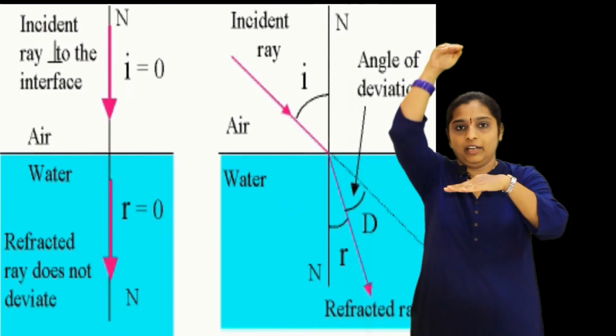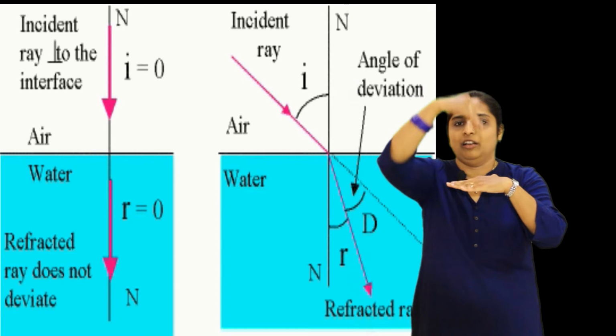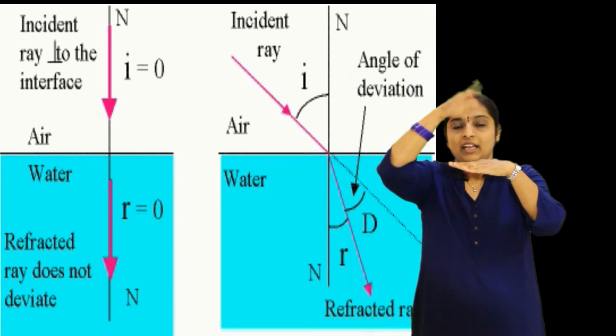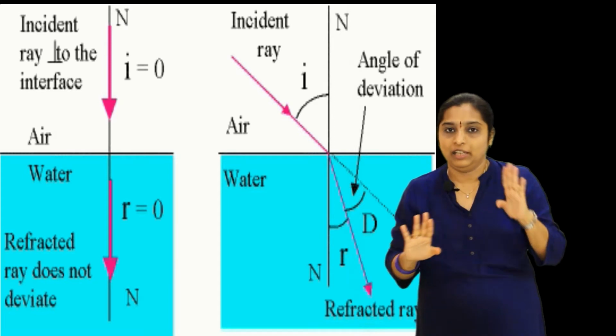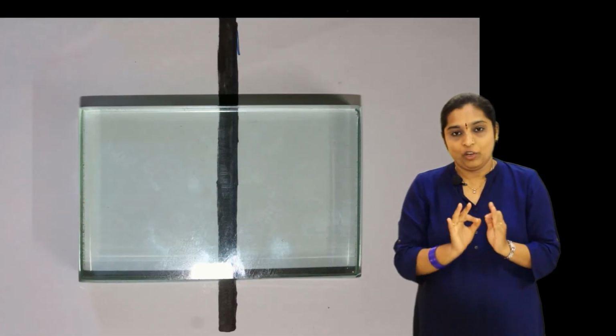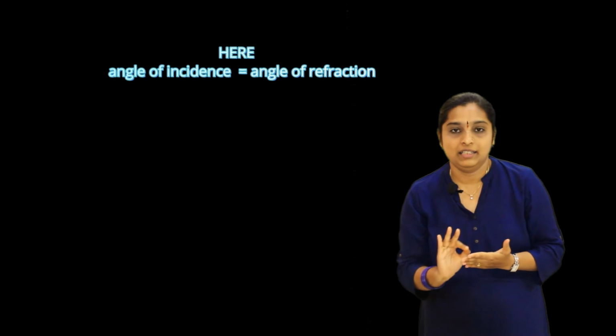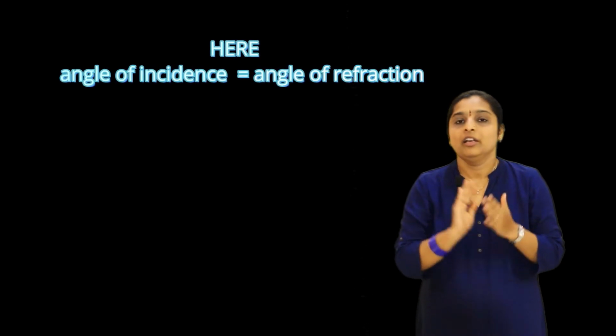When the ray of light is incident exactly on the normal, exactly at 90 degrees, the ray will pass through without any deviation, without any bending. So it is only in this case that the angle of incidence will be equal to the angle of refraction. Okay, so these are the three cases which we need to know. So let us go to some laws.